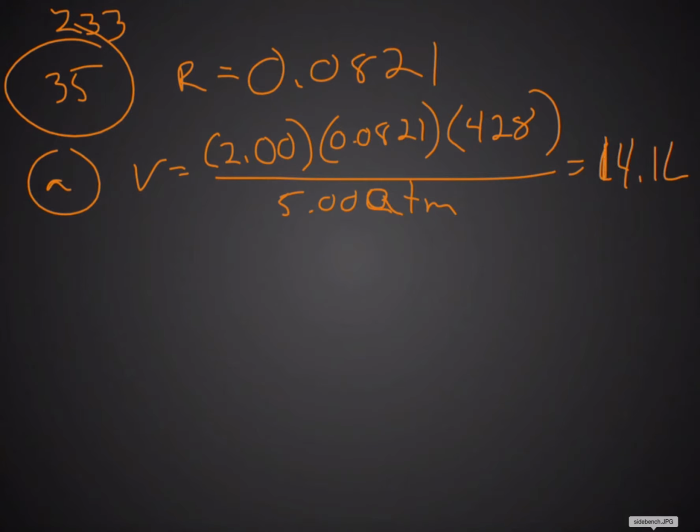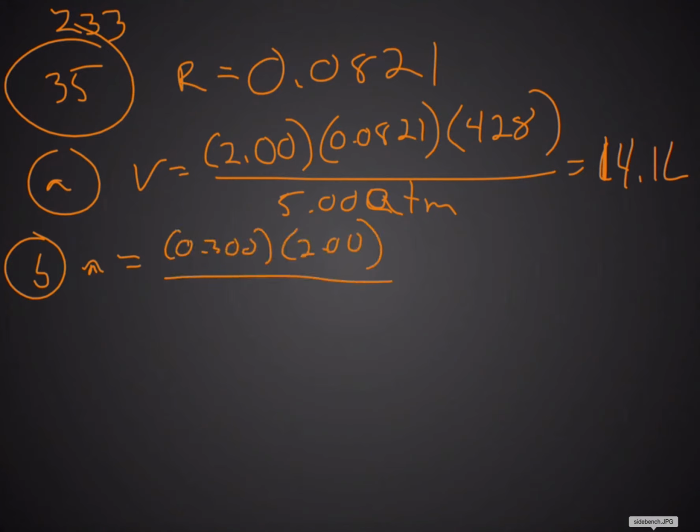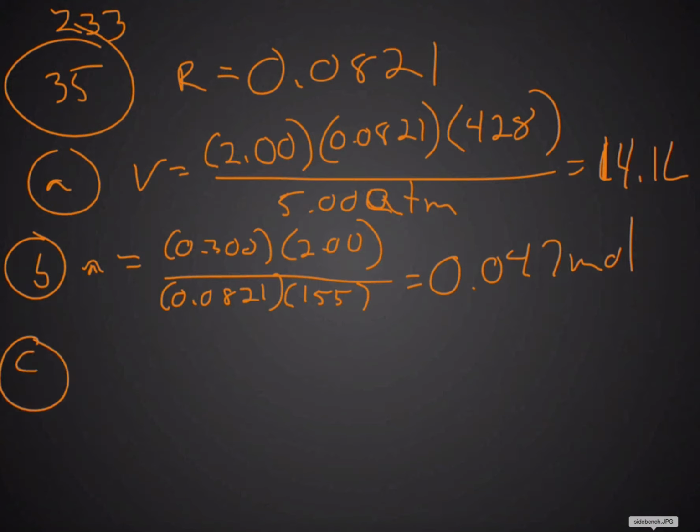For part B, we're trying to find the number of moles. The number of moles is found by the pressure times the volume divided by the gas constant times the temperature, which was 155 Kelvin, and that gives us a number of moles of 0.047 moles.